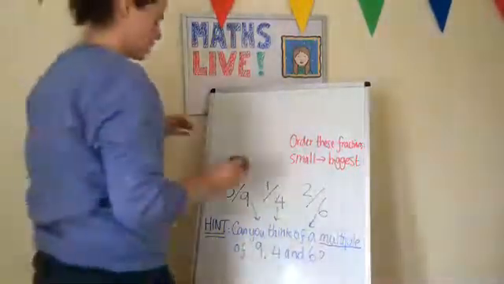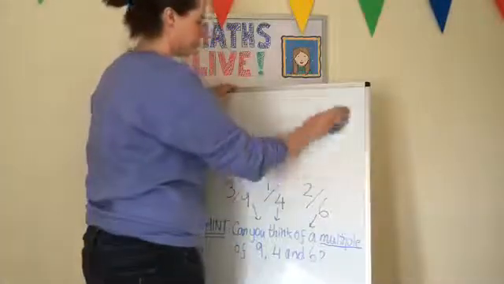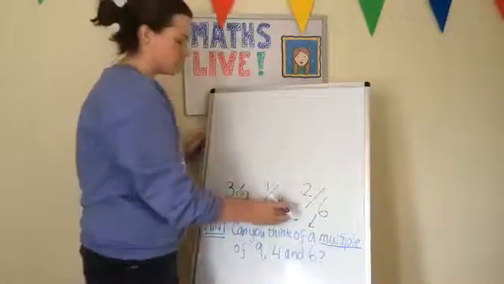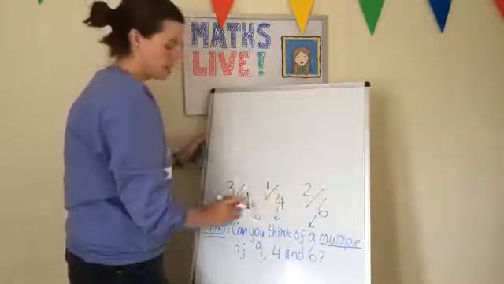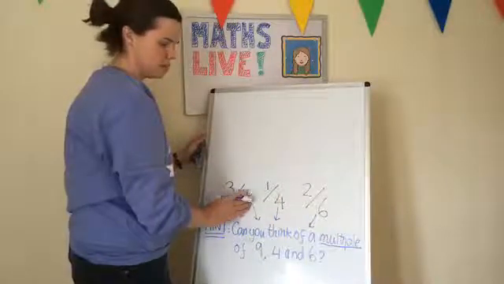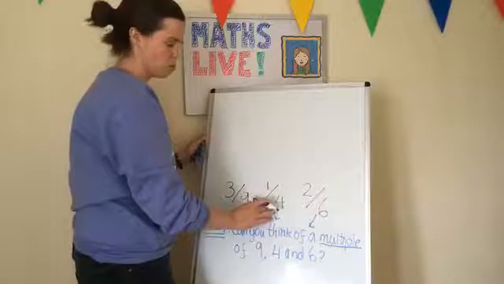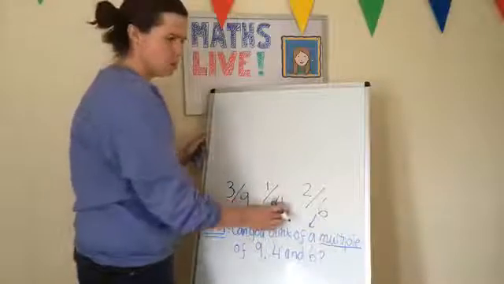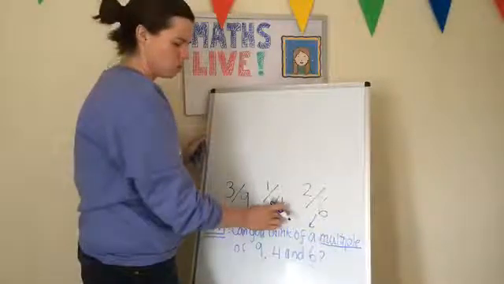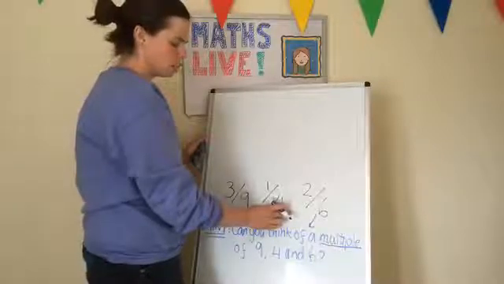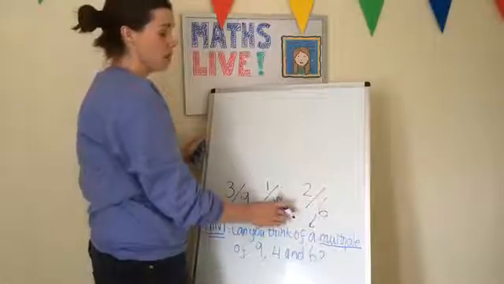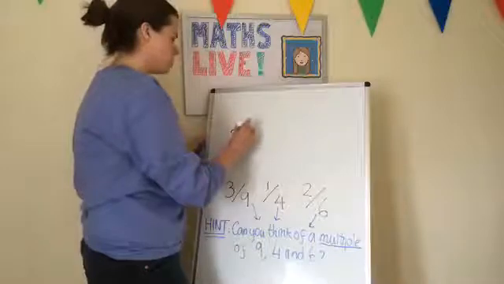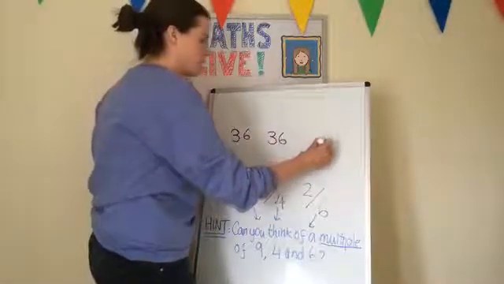So we need to order them from smallest to biggest. So remember that. Common multiple: a number that's in the 9 times table, the 4 times table and the 6 times table. We're going to start with the 9s. 1 nine is 9, 2 nines are 18, 3 nines are 27, 4 nines are 36. Now the 4s: 1 four is 4, 2 fours are 8, 3 fours are 12, 4 fours are 16, 5 fours are 20, 6 fours are 24, 7 fours are 28, 8 fours are 32, 9 fours are 36, and 6 sixes are 36. So we've got our common denominator: 36, 36 and 36.